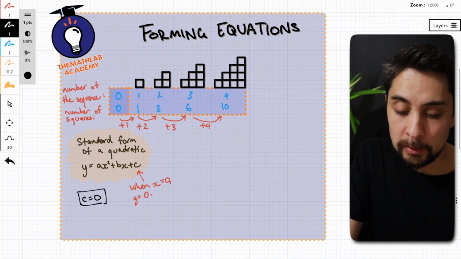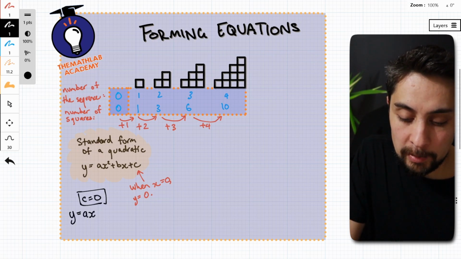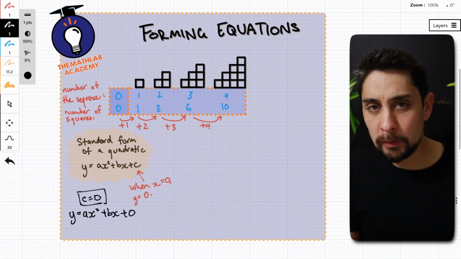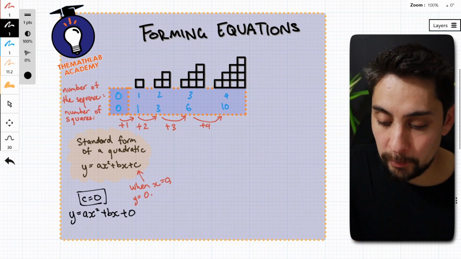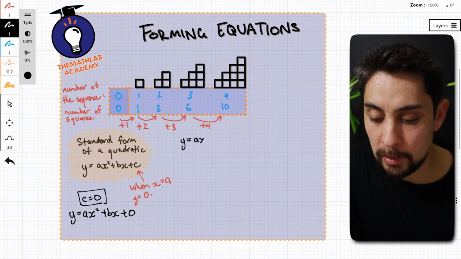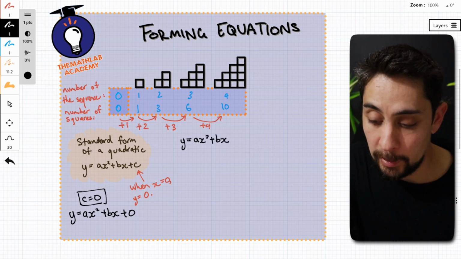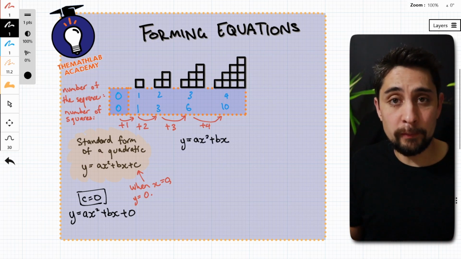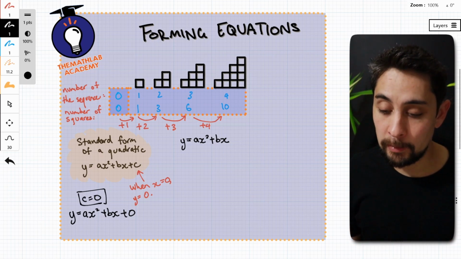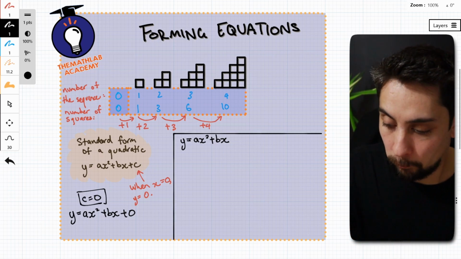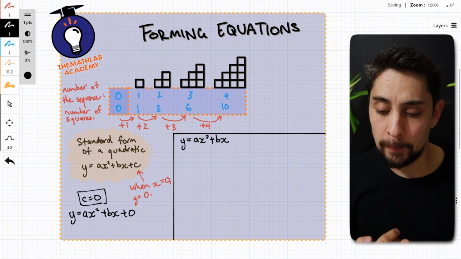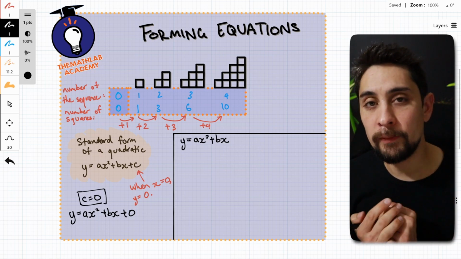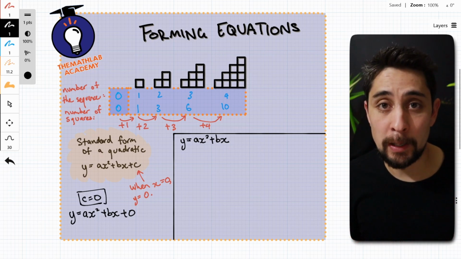And now our equation becomes y equals ax squared plus bx plus 0. Now we don't usually write zeros when we write our equation out. So I'm just going to rewrite that as y equals ax squared plus bx. Now, if c was a different number, then I would just use that number instead. From here, we are going to work out what the values a and b are. To work out these, we need two different equations. So we're going to actually do this next part twice.